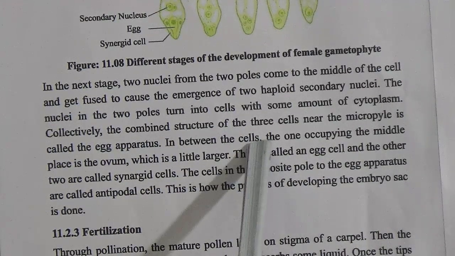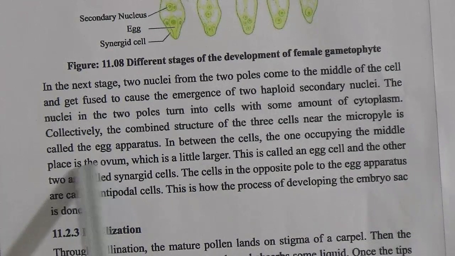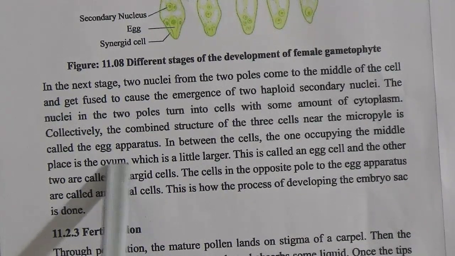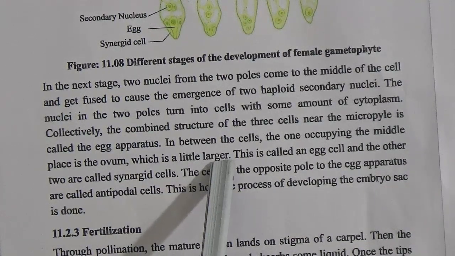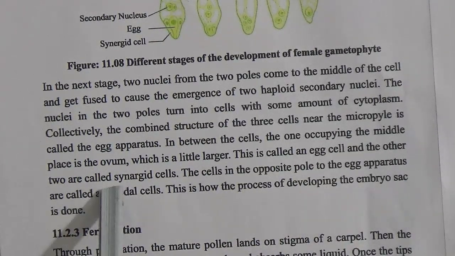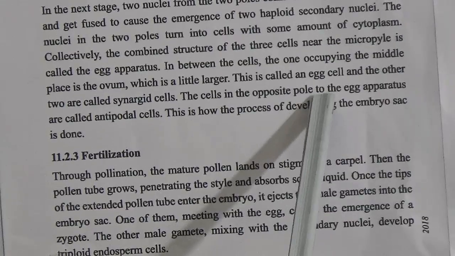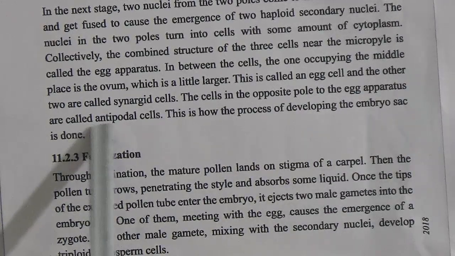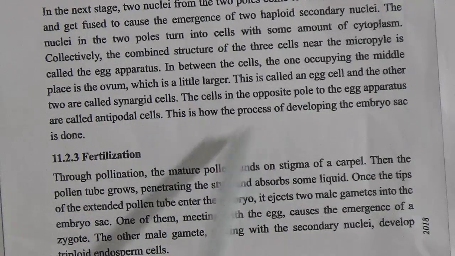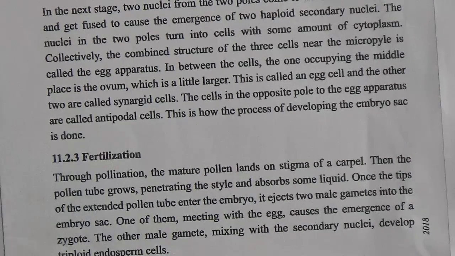Among the cells, the one occupying the middle place is the ovum, which is a little larger. This is called the egg cell, and the other two are called synergid cells. The cells in the pole opposite to the egg apparatus are called antipodal cells. This is how the process of developing the embryo sac is done.